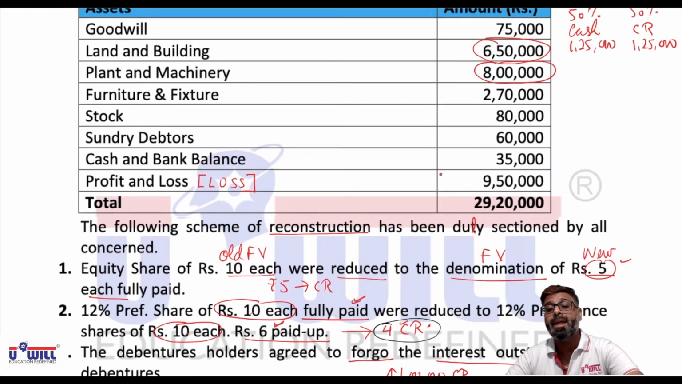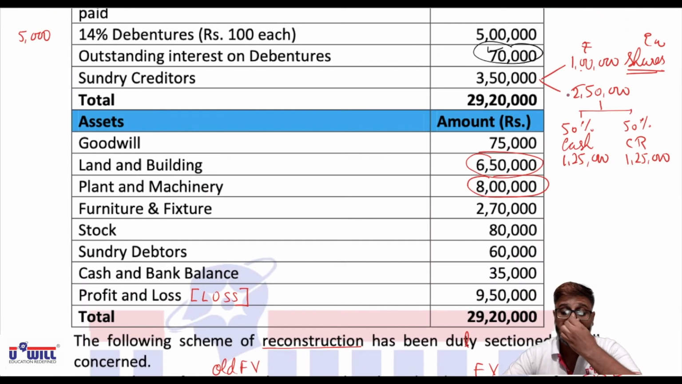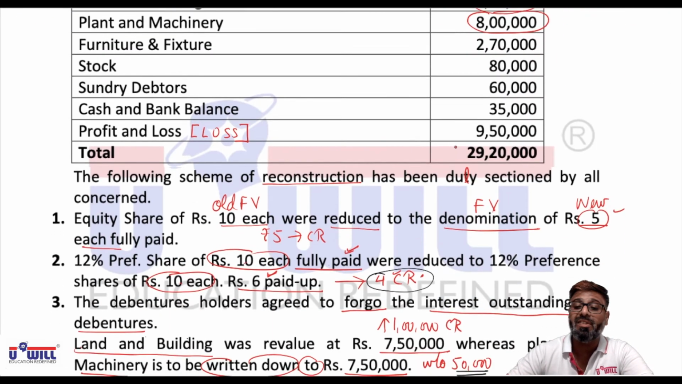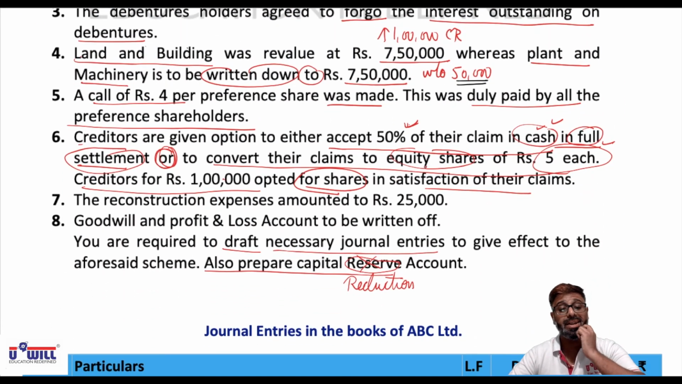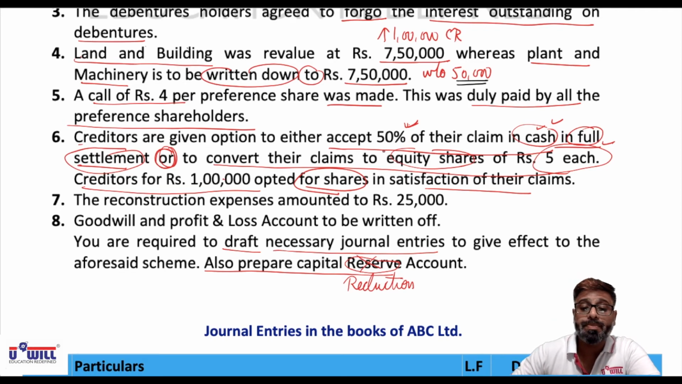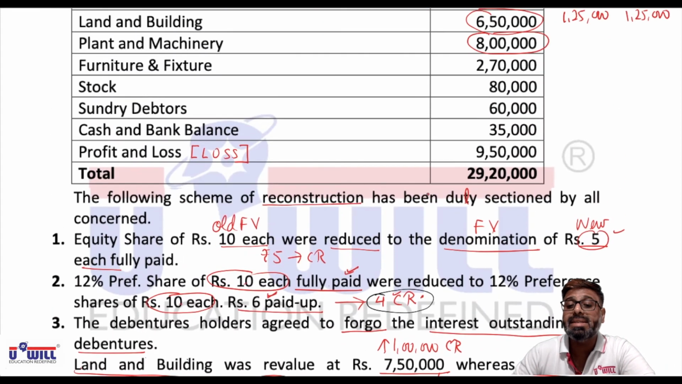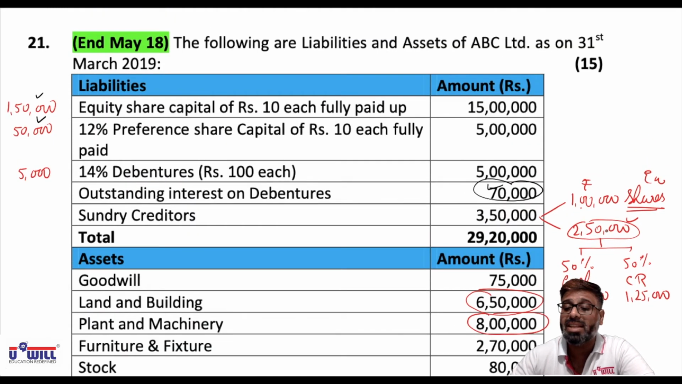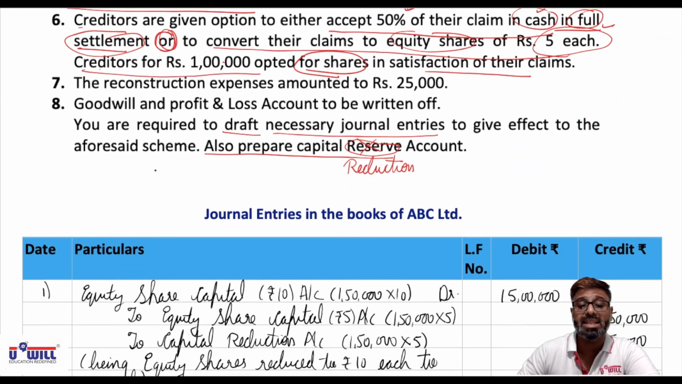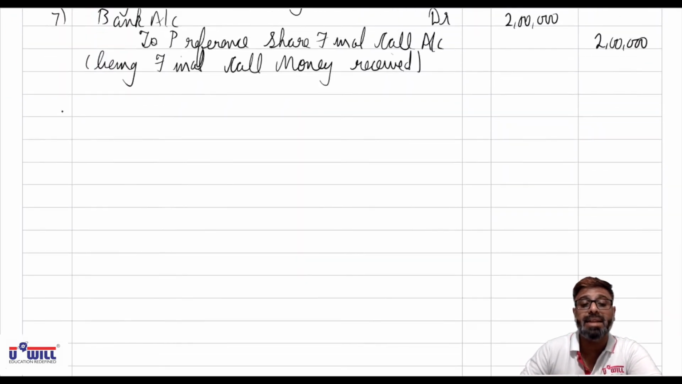I repeat, this is not explicitly given in the question that 2,50,000 have gone in for cash payment, but it is quite obvious when they say creditors for 1 lakh have opted for shares, it means the remaining creditors of 2,50,000 have opted for the other option of cash payment. So this is implied in the question. Okay, it is not explicitly given but implied in the question.